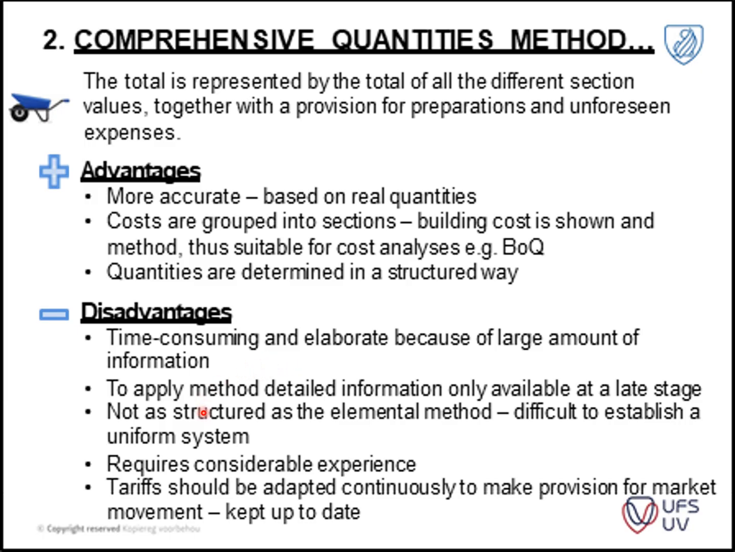It takes more time, and to apply this method, detailed information is only available at the last few stages before you go out on tender. Not as structured as the elemental method. There's no guidelines on this method, although it's based on your standard system and your guide to elemental estimation. It's a combination of the two. It's almost like the middle ground between your elemental estimate and your final BOQ. It requires considerable experience because you need to understand which items are not included in this estimation method.